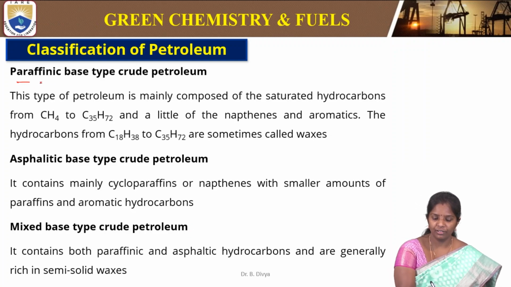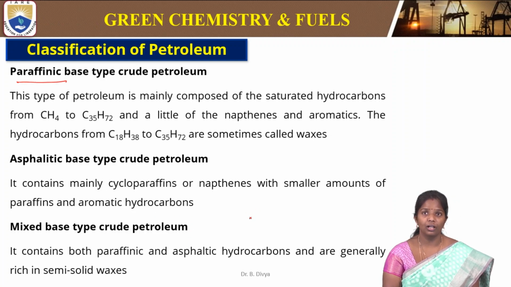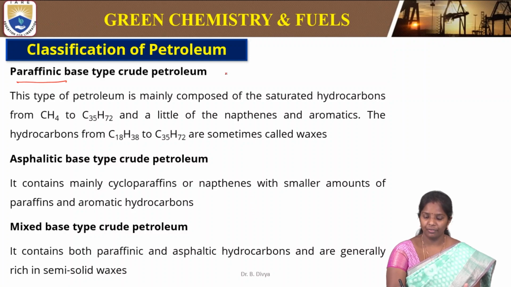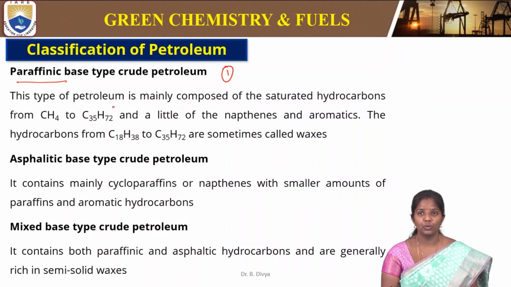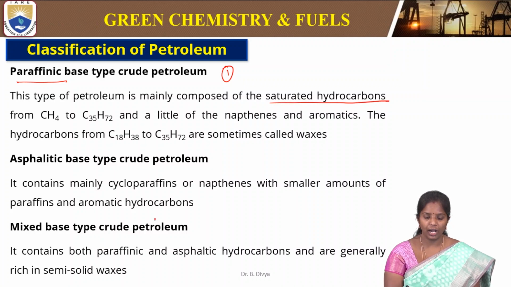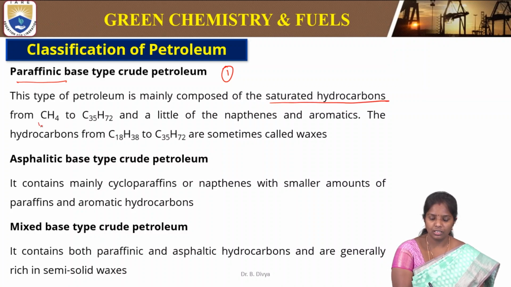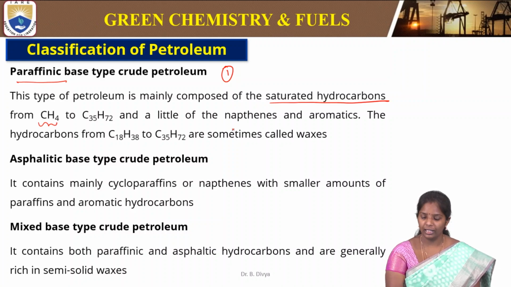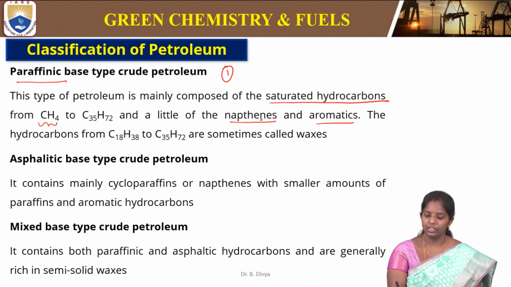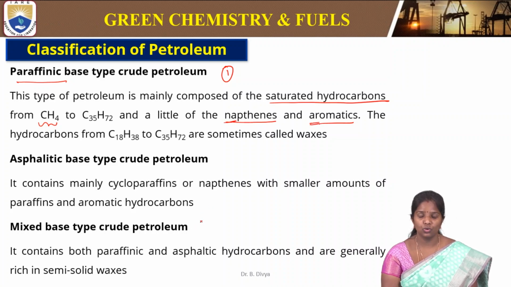So this paraffinic base type crude petroleum is one of the types, wherein this type of petroleum is mainly composed of saturated hydrocarbons from methane CH4 to C35H72, and a little of naphthenes and aromatics are present. So whenever we are saying paraffinic, it should contain naphthenes and aromatic ring compounds. So they are saturated hydrocarbons.